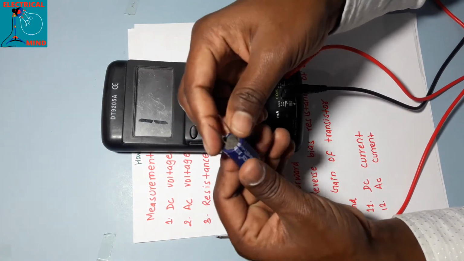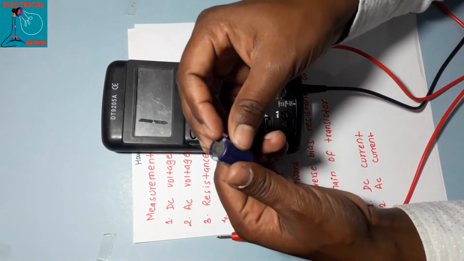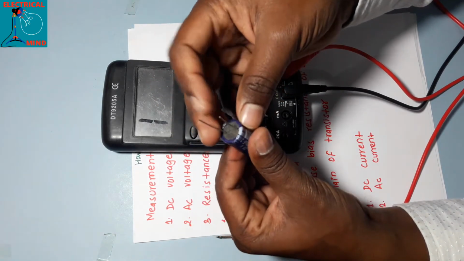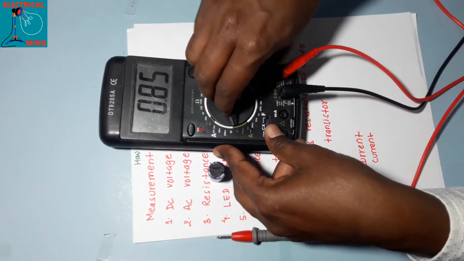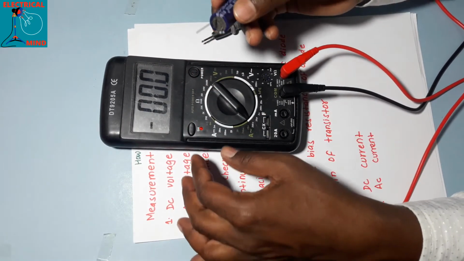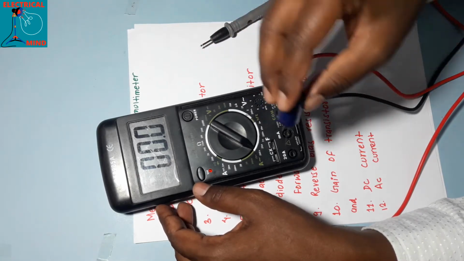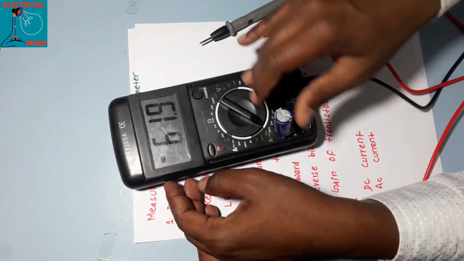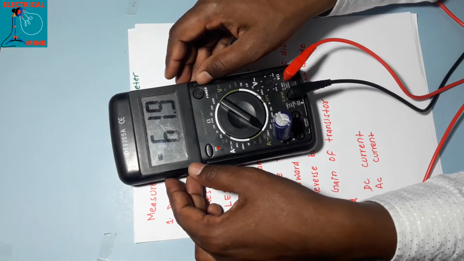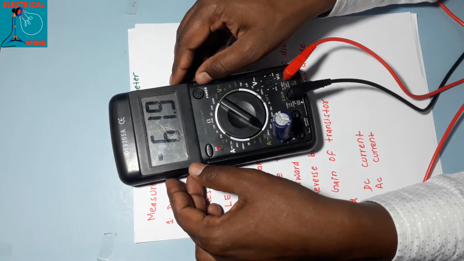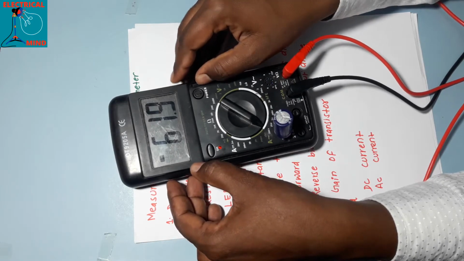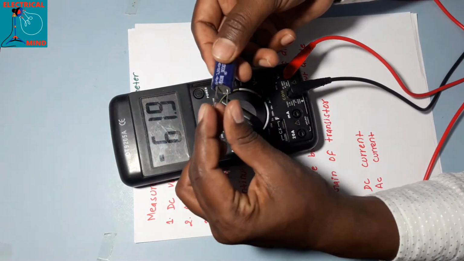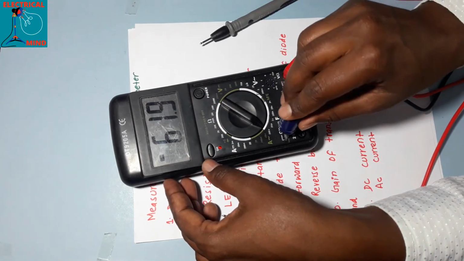Now point number 6, capacitance of a capacitor. I have this capacitor. A capacitor also has two pins. The longer one is positive and the shorter one is negative. To measure the capacitance of a capacitor, set the pointer to 200 microfarad. Now insert these two pins in these 2 points. As you can see, the multimeter is showing the capacitance of this capacitor as 61.9 microfarad. In this way, you can measure the capacitance of a capacitor.